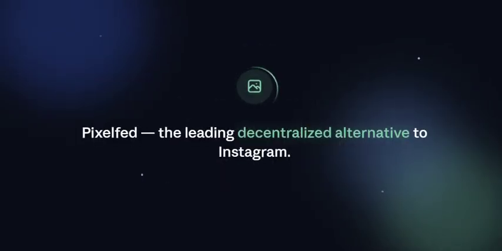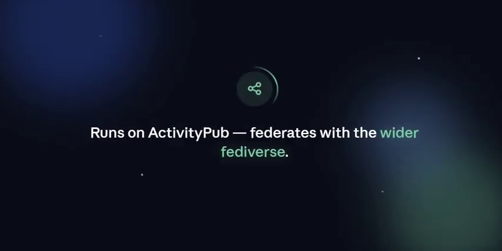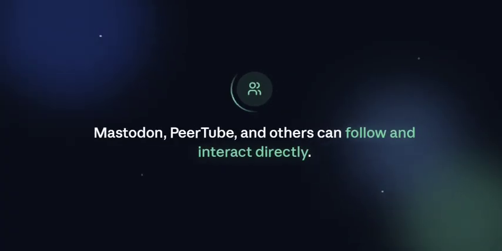Pixelfed is the leading open-source, decentralized alternative to Instagram. Photo and video sharing with a real chronological timeline, no engagement-optimized algorithm deciding what you see, and no company mining your data for ad targeting. Like Mastodon and PeerTube, it runs on ActivityPub, so your instance federates with the wider Fediverse. People on Mastodon, PeerTube, and other platforms can follow and interact with Pixelfed accounts directly.